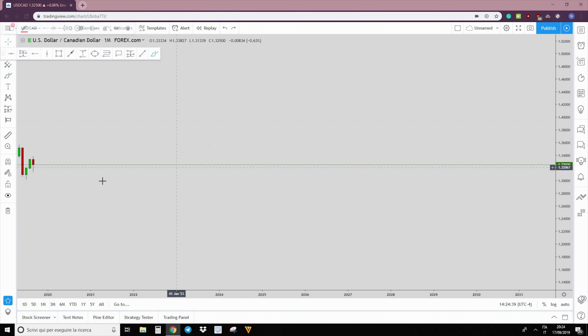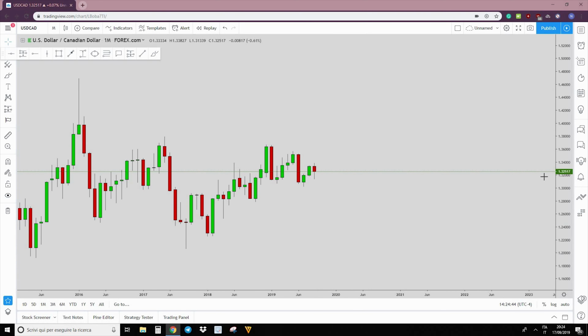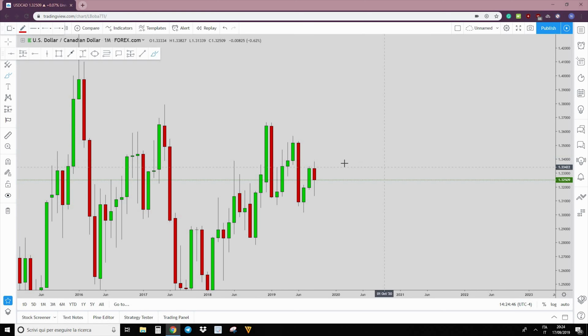Now, continuing with our analysis, we can zoom in on most recent price action. Zooming in on most recent price action, you realize that we have a high, a low, a lower high, a lower low, and obviously what we are expecting is a lower high again for the push to the downside.